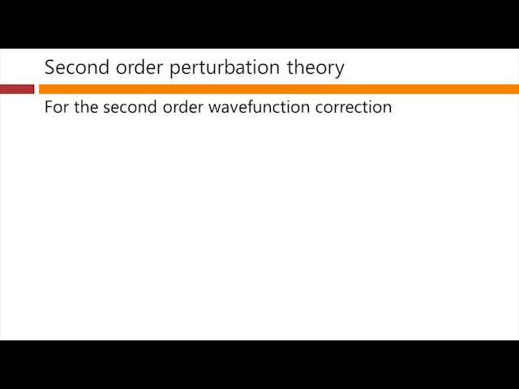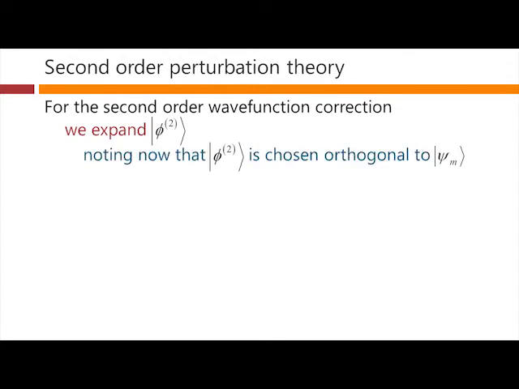For the second order wave function correction, we expand phi 2, noting that phi 2 is chosen orthogonal to psi m. So phi 2 is some coefficients, an2, times psi n, and again, we are choosing n not equal to m. We're not going through that algebra explicitly, but we would always find that we could choose phi 2 to be orthogonal to the specific unperturbed function psi m.